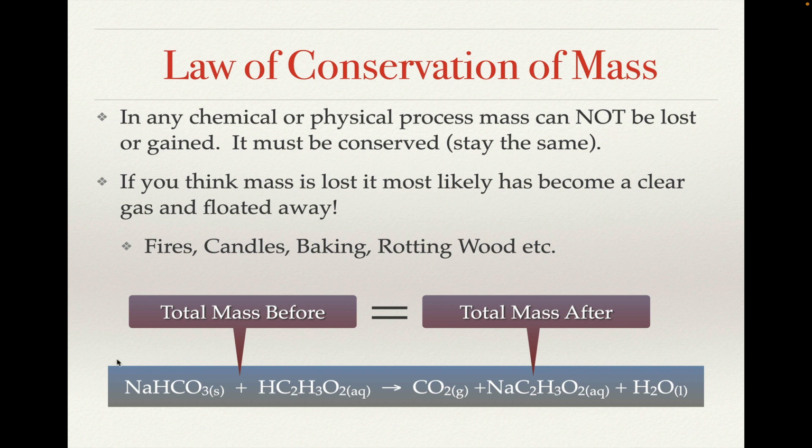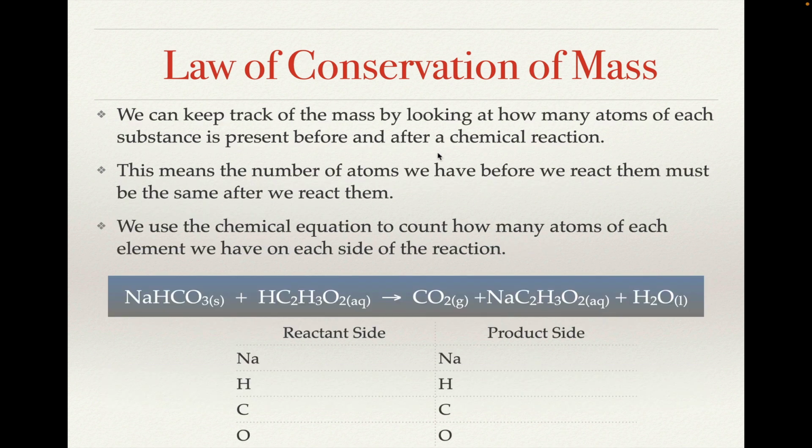Okay, so here we have sodium bicarbonate, baking soda. Here we have vinegar or acetic acid, and when we react those two together, they have to have the exact same mass on both sides of this reaction. Okay, now because of that, we can actually keep track of this idea of where the mass is. And that's where the chemistry comes in and the learning comes in. To do that, we have to be able to count how many atoms of each substance we have on either side of the reaction.